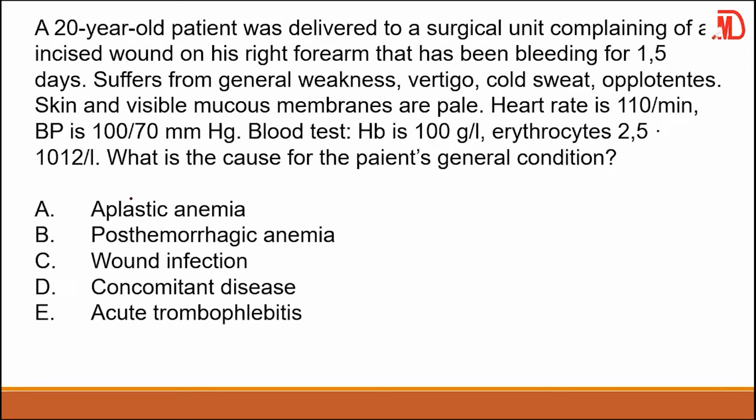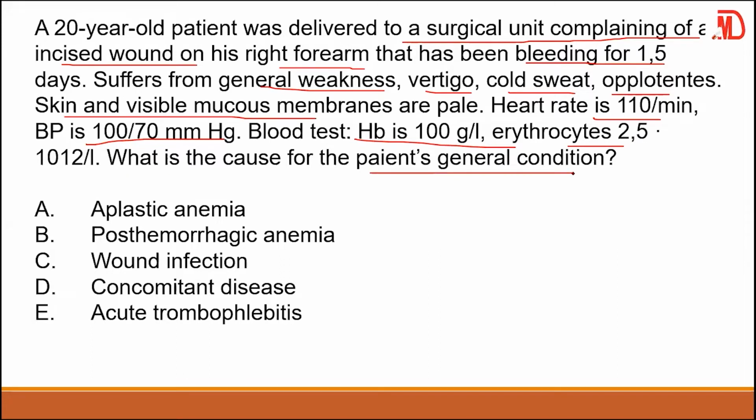A 20-year-old patient was delivered to a surgical unit complaining of an incised wound on his right forearm that has been bleeding for 1.5 days. Suffers from general weakness, vertigo, cold sweat, apoptosis, skin and visible mucous membranes are pale. Heart rate is 110 per minute. BP is 170. Blood test: hemoglobin is 100 grams per liter. Erythrocyte is 2.5. What is the cause of the patient's general condition?